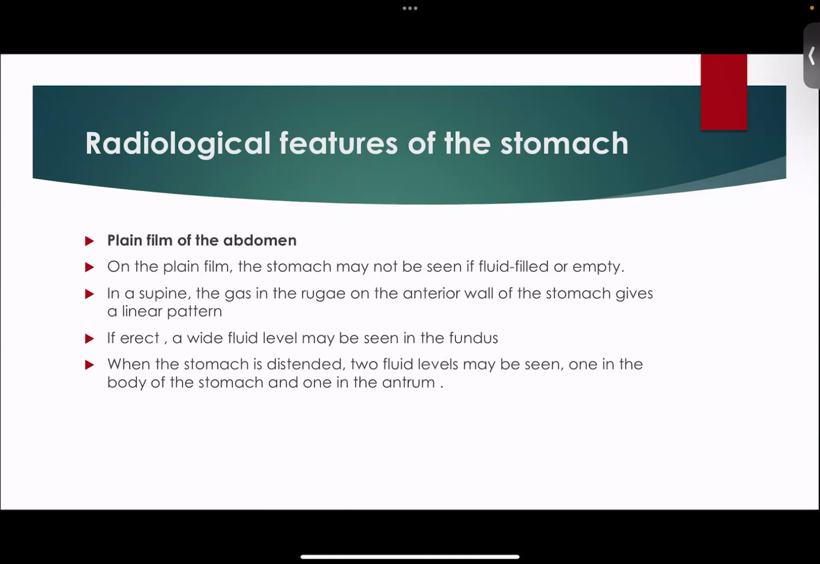Now we have the radiological features of the stomach. First modality we have is the plain film of the abdomen. Of course, the plain film is limited for visualization of the stomach.